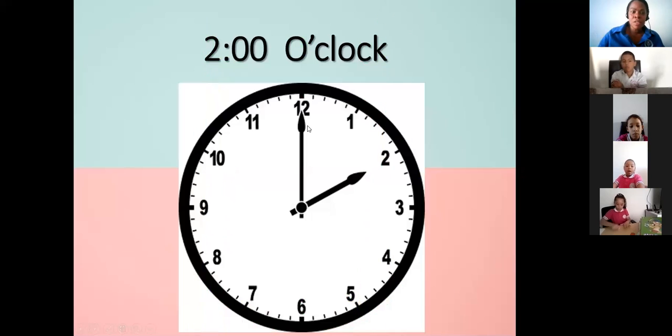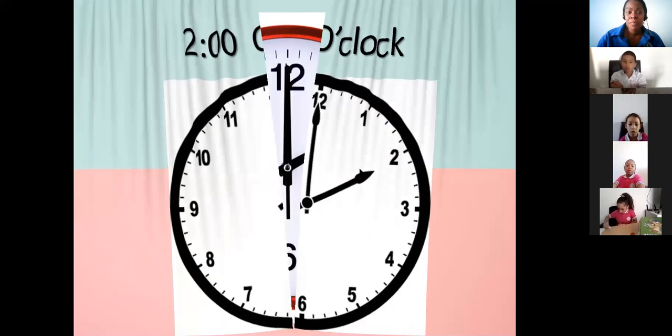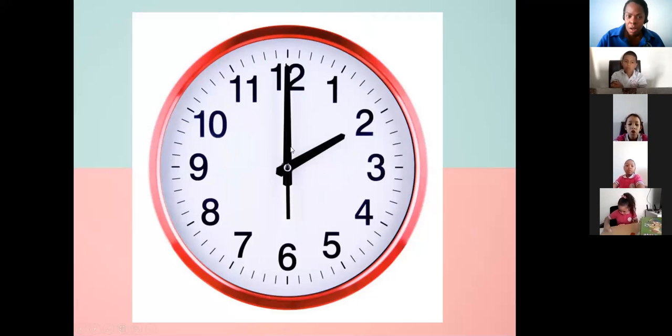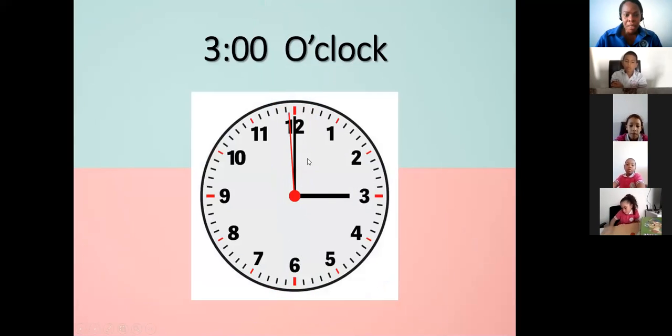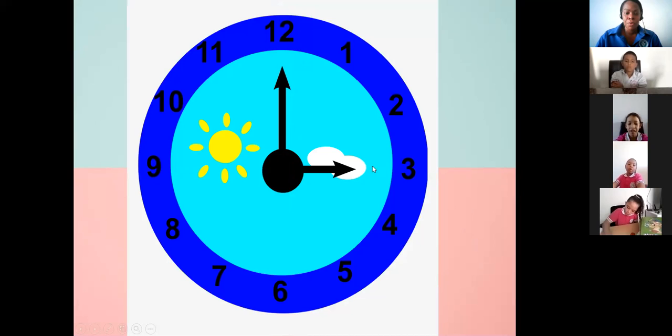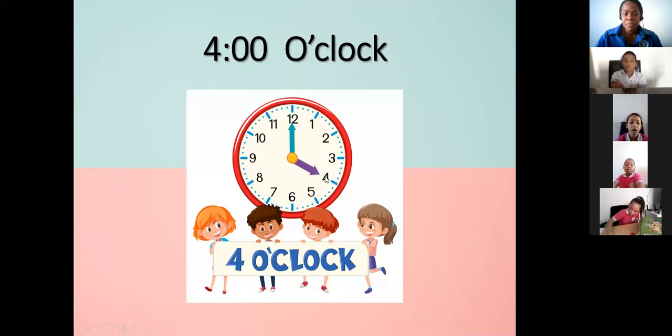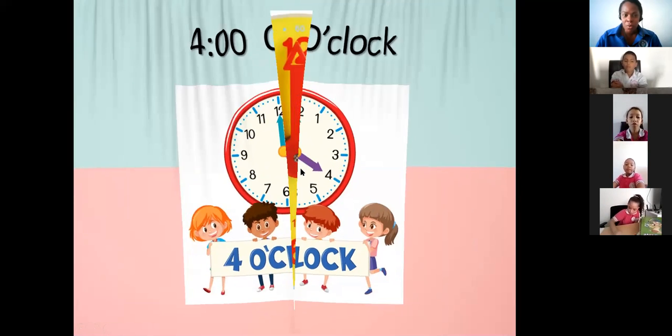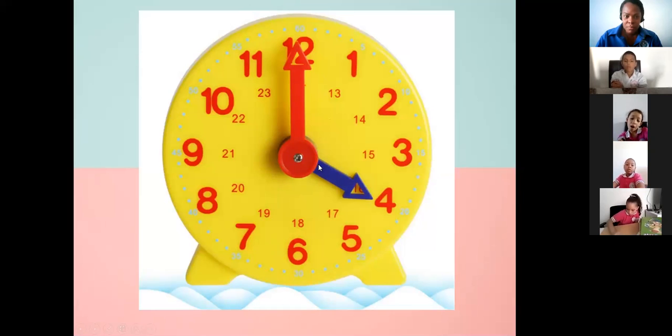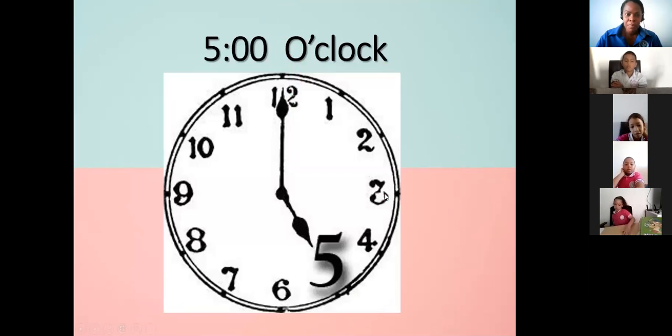Ok, guys. 2 o'clock. Can you see that? We have the number 2 and we have here the 12. It's 2 o'clock. Next. 3 o'clock. 4 o'clock. We have 1 o'clock, 2 o'clock, 3 o'clock, and 4 o'clock.